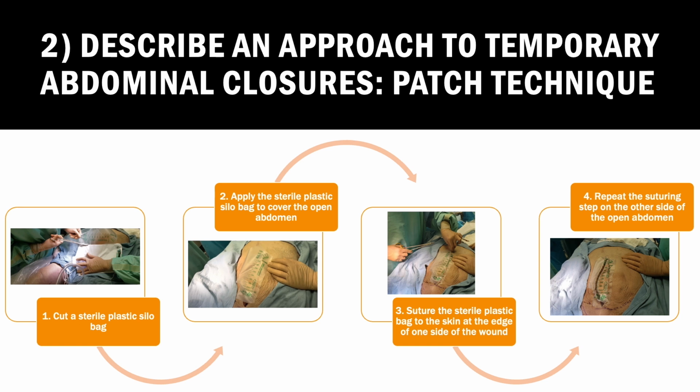1. Cut a sterilized plastic silo bag in an oval shape the size of the open wound. 2. Apply the sterilized plastic silo bag to cover the open abdomen. 3. Suture the sterile plastic bag to the skin at the edge of one side of the wound using monofilament sutures. 4. Repeat the suturing step on the other side of the open abdomen.